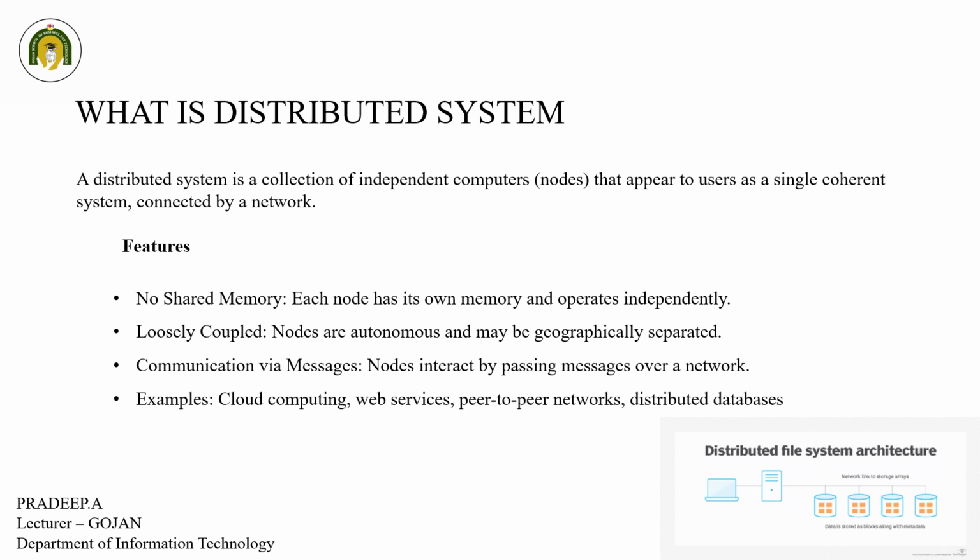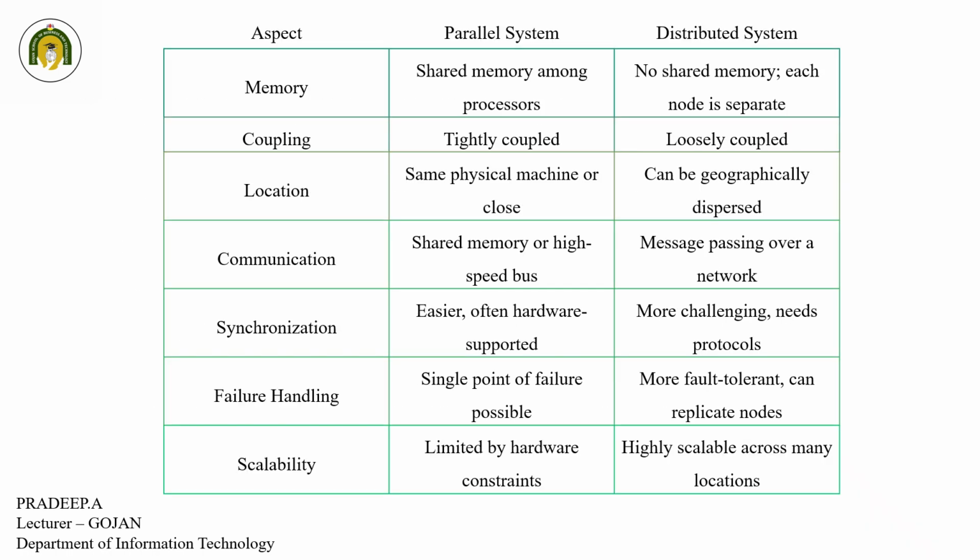In this distributed file system architecture, we can see the network linked to the storage arrays and the data is secured among the different locations. So these are the key differences between parallel systems and distributed systems.